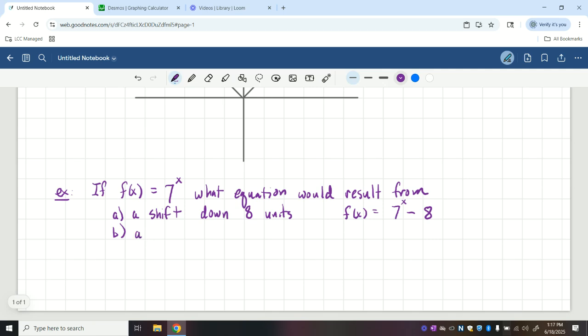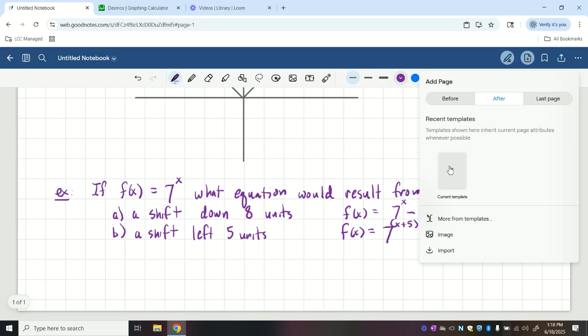Now, if I asked you to shift left 5 units, that is going to be up with the x. We're replacing the x with x plus 5, right? To go left 5 units. So remember, left is going to be a plus, so the x up here gets replaced with x plus 5. And if you want, you could put it in parentheses, and that just shows you that you are horizontally shifting, not vertically shifting.